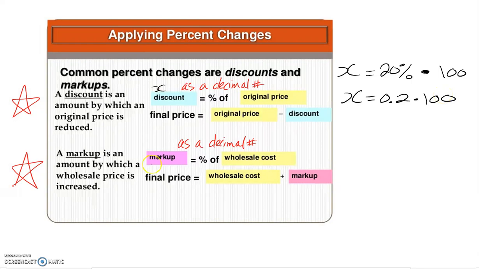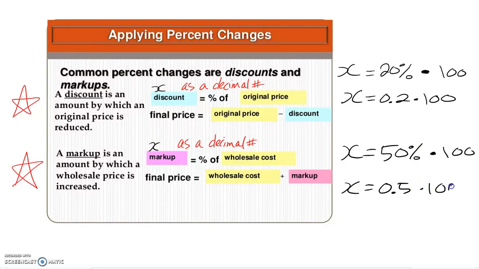Now, if we're thinking about markup equals percent of wholesale cost, once again, we're always going to think of the percent as a decimal number. So markup would be our X. If the markup was 50%, we'd have to change it to a decimal, so 0.5 times 100. You're always going to change that percent into a decimal. That's the key here. But the formulas are really the same.